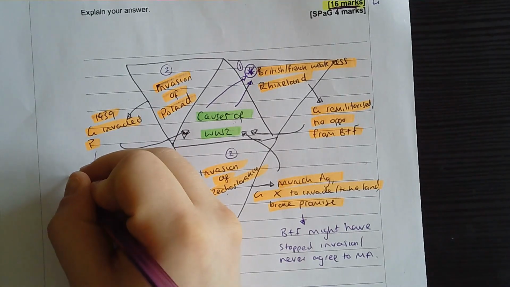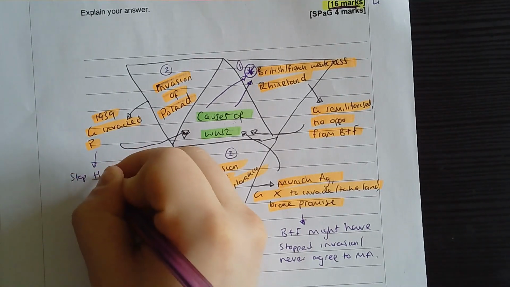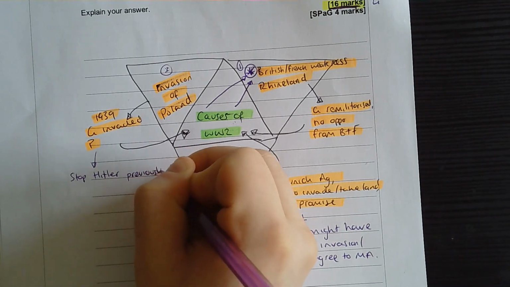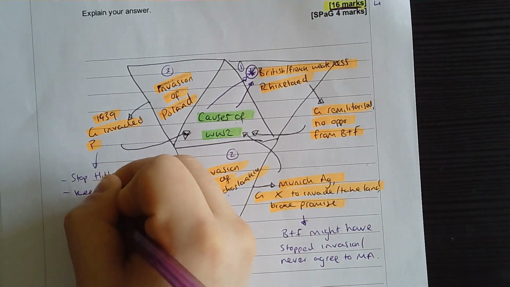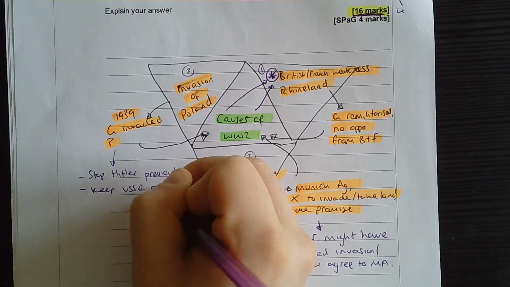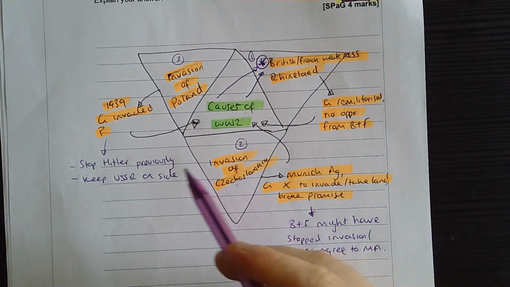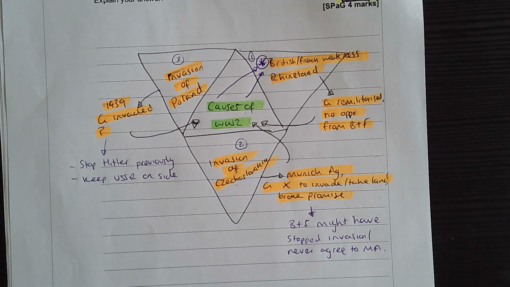Well, they might have been able to stop Hitler previously. They might have been able to keep the USSR on side, which means they wouldn't have been able to invade Poland. And that's literally it. That's my answer.